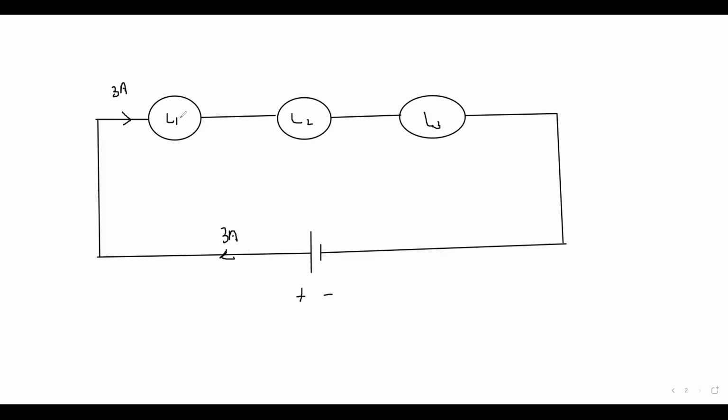Same thing, when it passes through lamp 1, the current will pass through lamp 2. How much current will be passing through lamp 2? 3 ampere. And what about lamp 3? The same 3 ampere. And how much will return? The same 3 ampere will return. So current in a series circuit is always the same. It is independent of the type of component connected in the circuit. So the total current which enters the series circuit is the same as the current passing through each component in the circuit.